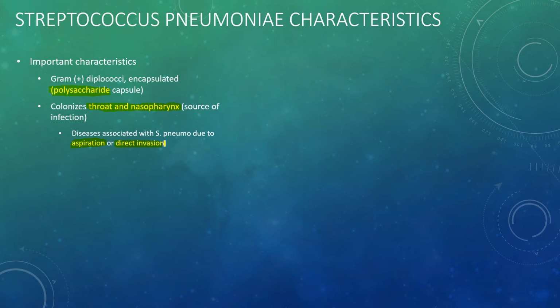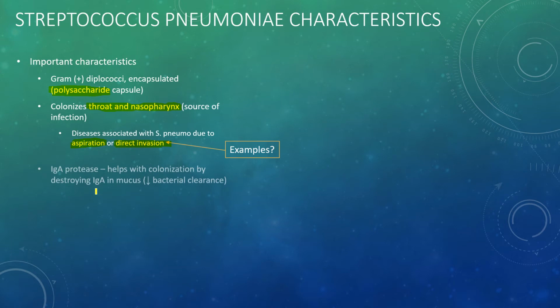In addition, strep pneumo can also cause direct invasion from the throat and nasopharynx. What are some nearby organs near the throat and nasopharynx? Right, we have the mastoids. You can get mastoiditis. You have otitis media, the middle ear. You also have the sinuses nearby, so you can get sinusitis, and even meningitis when it infects the meninges. So direct invasion and aspiration are the ways that strep pneumo moves around through the body and causes infections. So those are the examples that we mentioned before.